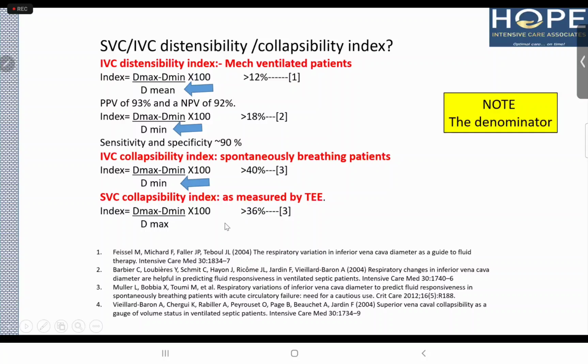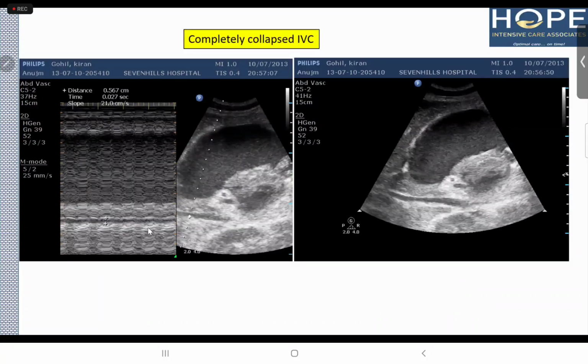Superior vena cava is very difficult to see by transthoracic ultrasound, but when it is measured by transesophageal ultrasound, the cutoff value of superior vena cava collapsibility is 36%. As you can see in this picture, when you measure it, the IVC is very small and nearly totally collapsing. As compared to here, the IVC is reasonably large, but it is still more than 50% collapsing.